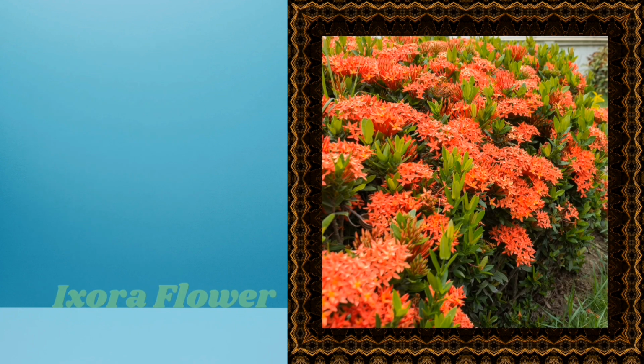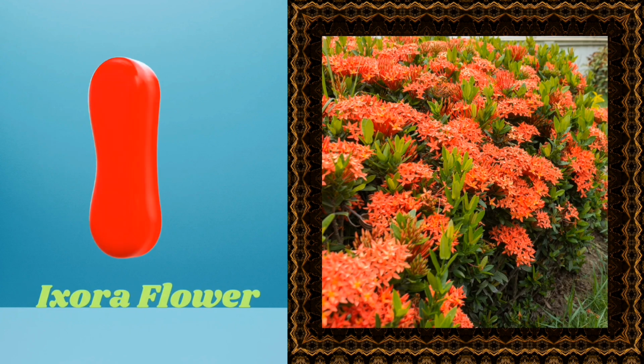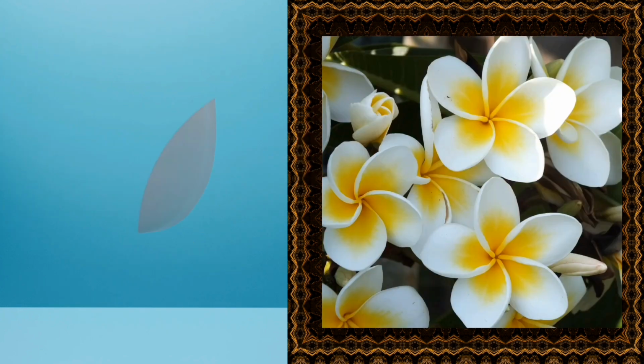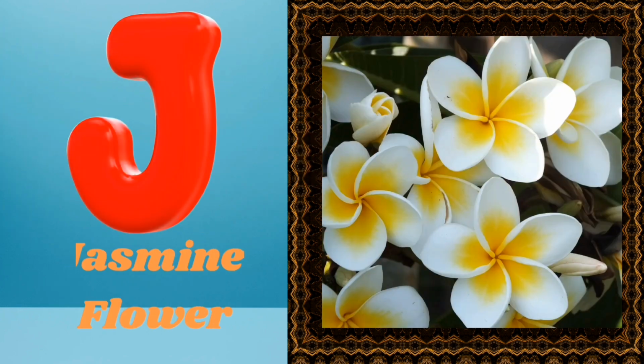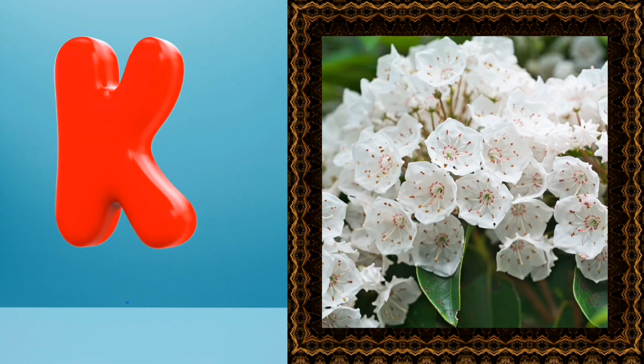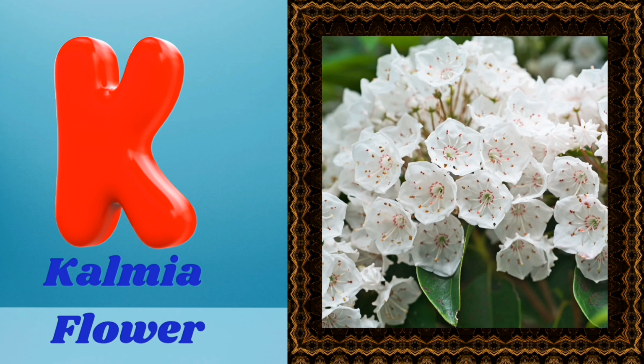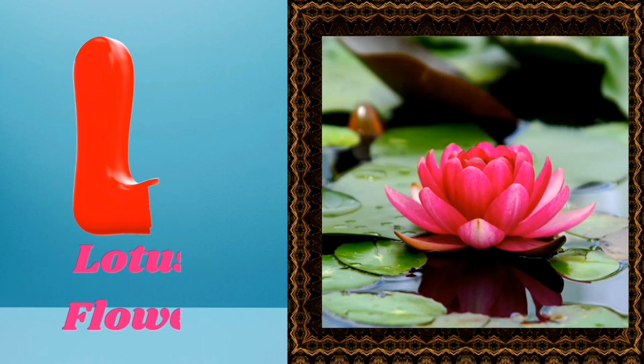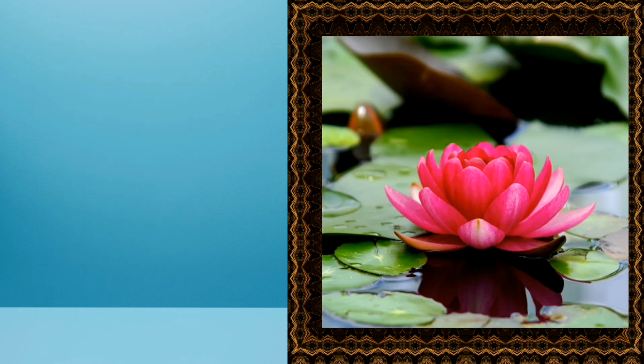I is for ichora flower. I, ichora flower. J is for jasmine flower. J, jasmine flower. K is for kalmia flower. K, kalmia flower. L is for lotus flower. L, lotus flower.